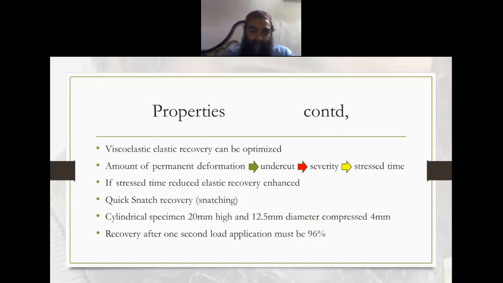For that, a cylindrical specimen of 20 millimeter height and 12.5 millimeter diameter was compressed by 4 millimeter. If recovery after 1 second of load application is 96%, then it will be an appropriate material for taking impressions. And which material? Agar.